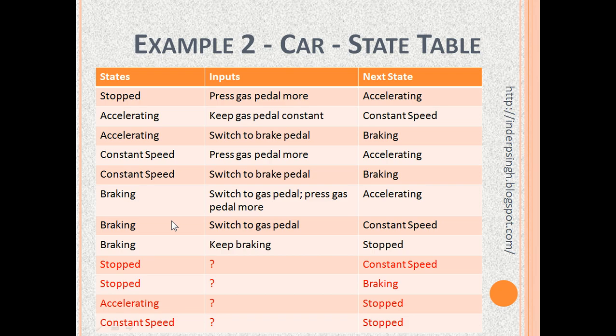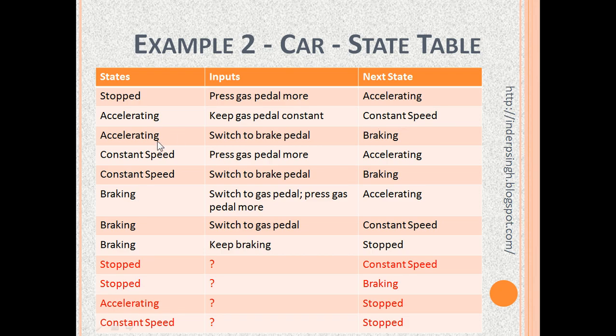Now here the same information is represented in the form of a state table, and this indicates the valid state transitions. That means the movement from one valid state to another valid state, and it also indicates the invalid transitions. So let us explore these. If the current state of the car is stopped, we can provide the input of pressing the gas pedal more, and then the car will come to the accelerating state. From the accelerating state, if we keep the gas pedal in the constant position, the constant speed state is reached.